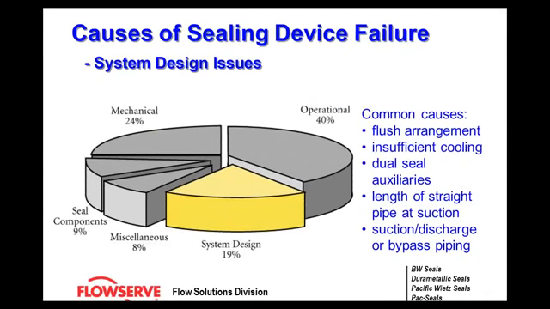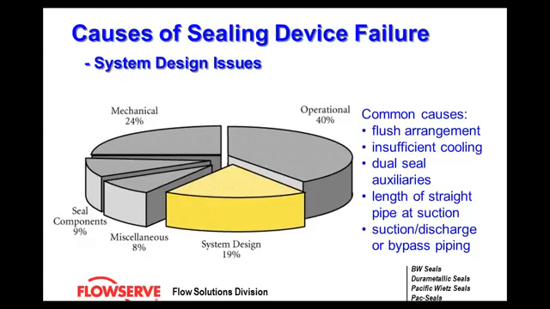System designs. Common causes. Seal flush arrangement. Do you have the proper seal flush for the type of seal that you're in the system that you're operating in? Insufficient cooling, that, again, is indicative of a flushing problem. Dual systems require auxiliaries. The auxiliaries have barrier fluids. Is your auxiliary seal pot in the right location? Do you have the right instrumentation on it? Is it piped correctly? Those will all cause seal failures.